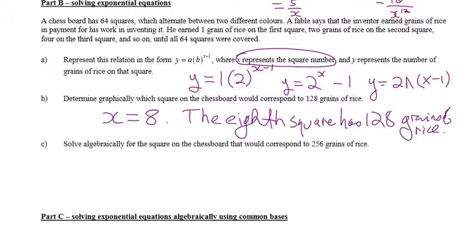Okay, so we have our equation, y equals, I'm going to drop the 1 because we don't need a 1 in front. Y equals 2 to the x minus 1. So we're going to write 256 is equal to 2 to the x minus 1.